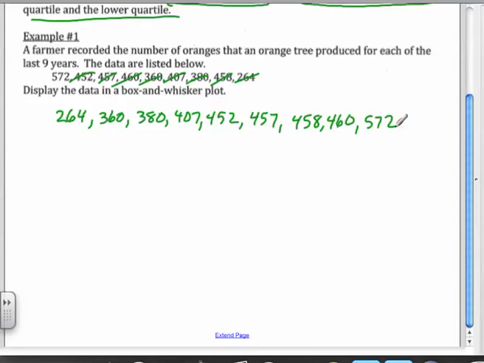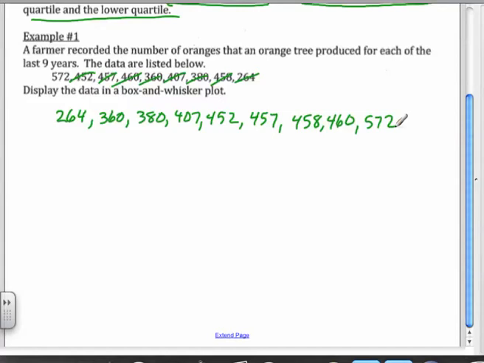So now I've listed numbers from least to greatest. I could use a stem and leaf plot to do that, right? But I think we may find this easier. How many numbers are there? 9. There are 9, right?